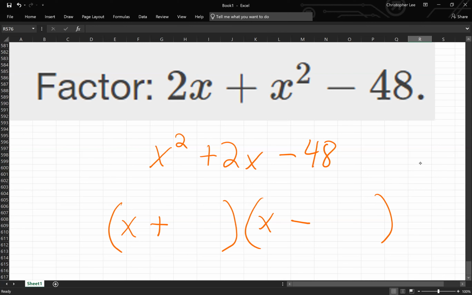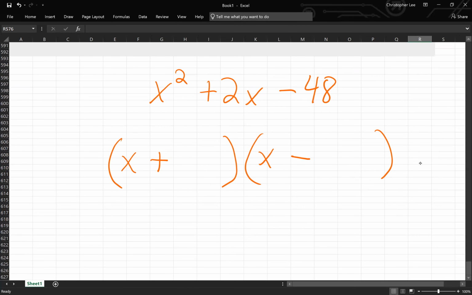Check this out though. I'm going to get two numbers here. One is going to be big, one is going to be small. How do I know which one is the bigger number, the positive or the negative? The B term. The sign of the B term is the sign of the larger factor. The sign of the B term is the sign of the larger factor here. So let's look at 48.